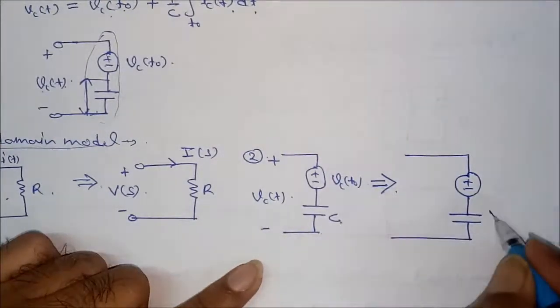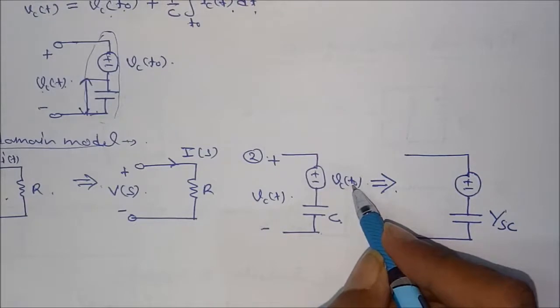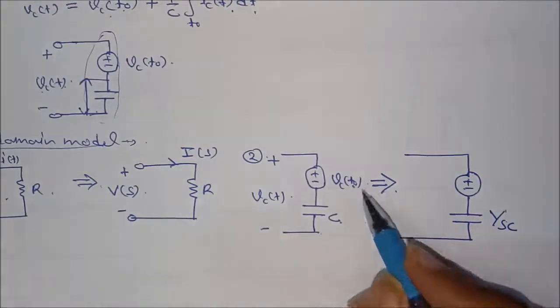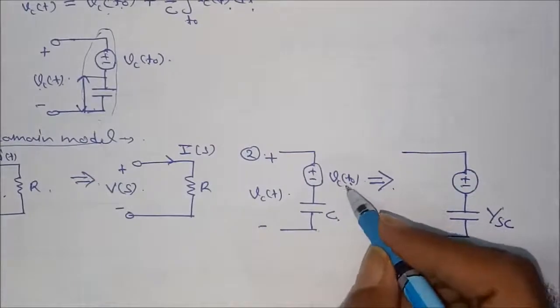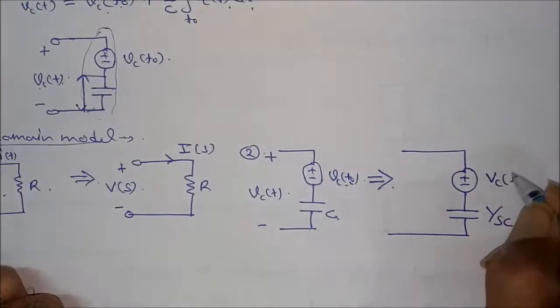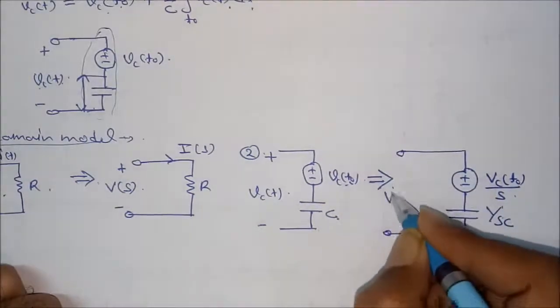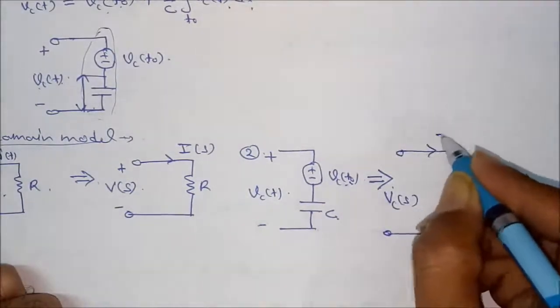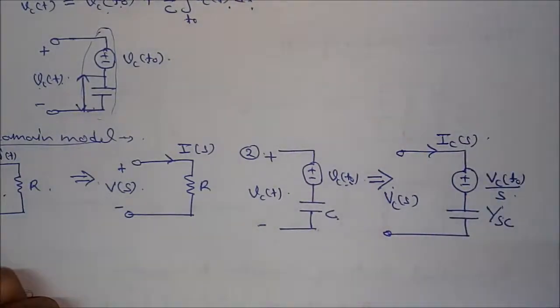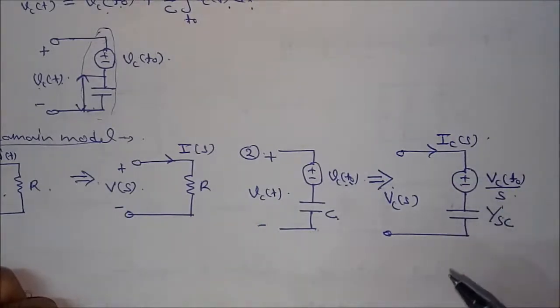This is represented in the Laplace domain as 1 by SC. This is the constant voltage, the initial voltage. It will be a fixed value, that is 4 volt, 6 volt, 10 volt, or whatever it is. If it is a constant voltage, then it's a function of unit step, so this is V_C(t naught) divided by S. The Laplace transform of a step function is A by S. And this is V_C(s), and the current flowing in the inductor is equal to I_C(s).